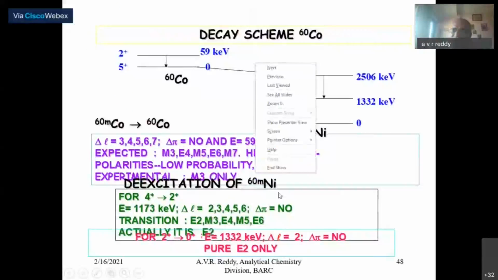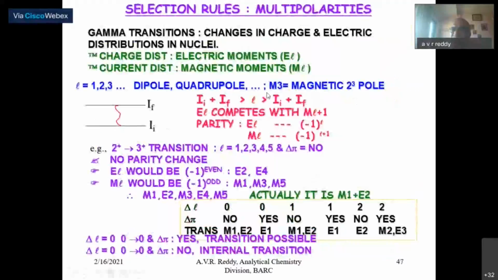These are the selection rules which will help us compute the expected multipolarities of an emitted radiation. So one can plan an experiment to measure the electric quadrupole and magnetic dipole, in this case. If electric quadrupole measurements are made, then this gamma radiation can be characterized, and from that we can get towards the nuclear structure.